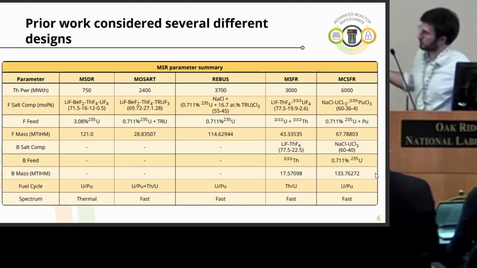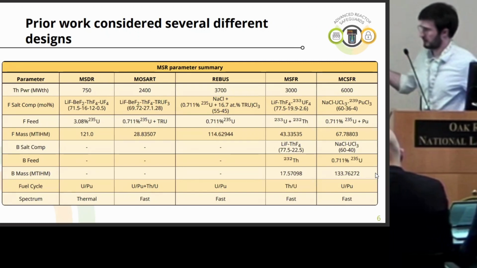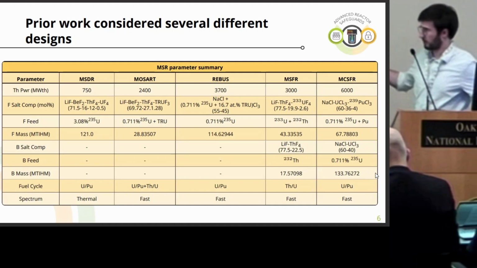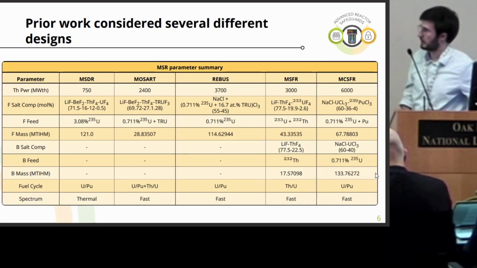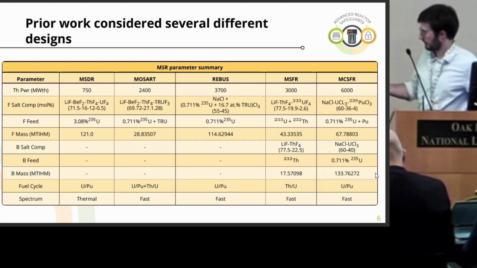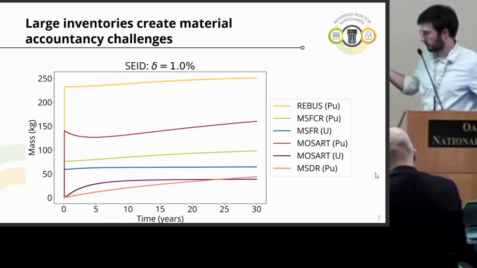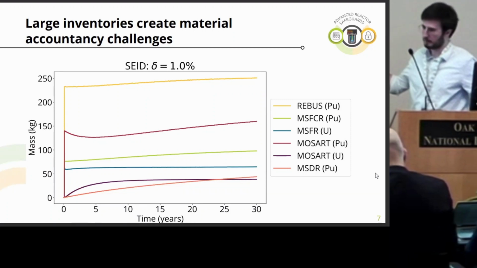So in the past, we considered something like 6 different designs, and here's kind of a summary table. I'm not going to go through all of them, but we looked at different fuel cycle types, different neutron spectrums, different sizes. And the real challenge here is that, like an LWR, they have large fissile inventories, right?